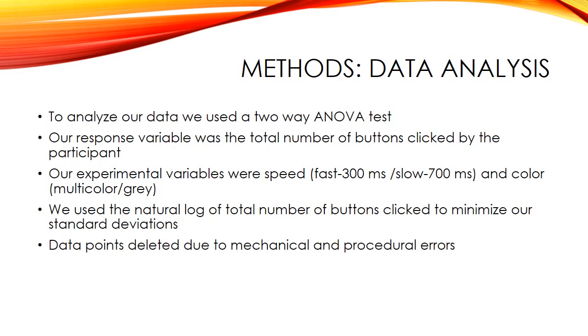To analyze our data, we used a two-way ANOVA test. Our response variable was the total number of buttons clicked by the participant. Our experimental variables were speed at levels of fast 300 milliseconds and slow 700 milliseconds, and color with levels of multicolor and gray. We used the natural log of total number of buttons clicked to minimize our standard deviations.